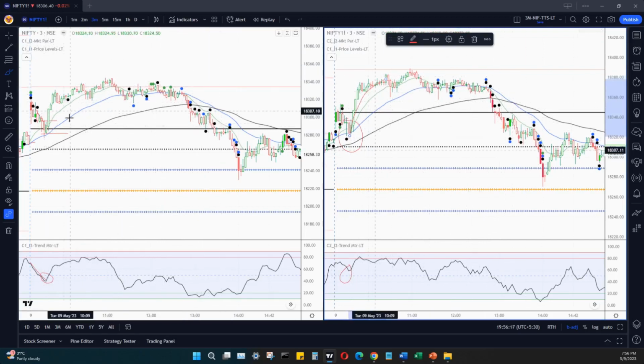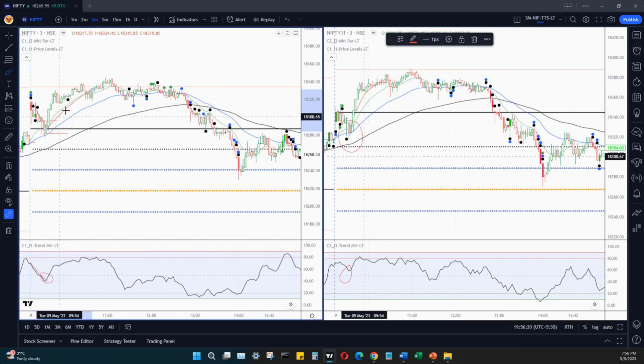It's a nice move to the upside, as you could see. So we would have easily stayed in the trade as long as the price hit the daily resistance, and this was a good trade to the upside.